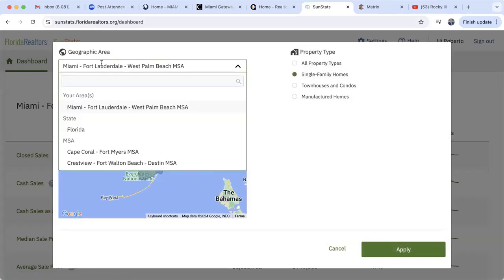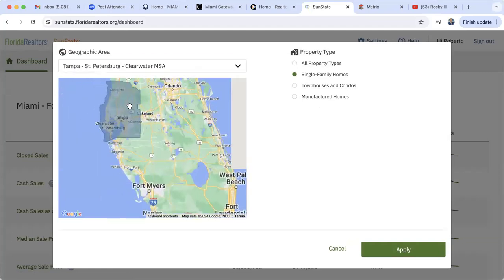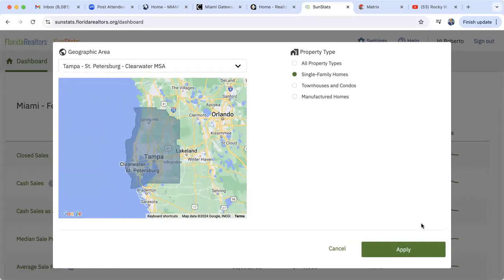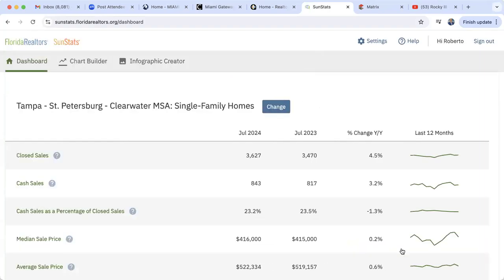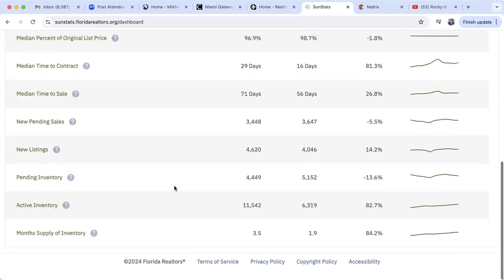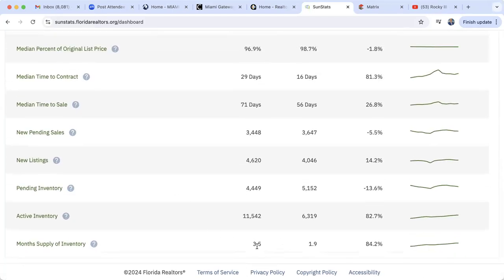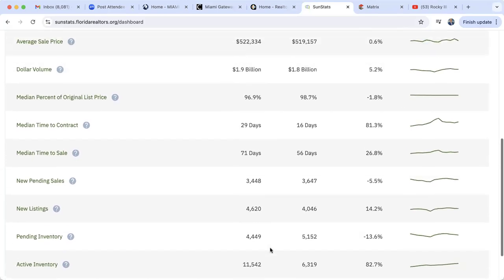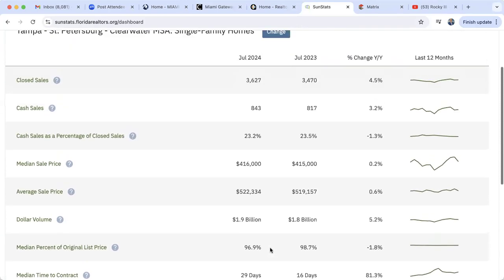So come over here and let's put in Tampa. And let's do the entire Tampa, St. Petersburg, Clearwater area. So all of this area right here. Okay, so take a look all the way down here. They have less inventory available. They're at 3.5 months of inventory. Okay. And of course, they're not at $3.4 billion of dollar volume, but they're at almost $2 billion.